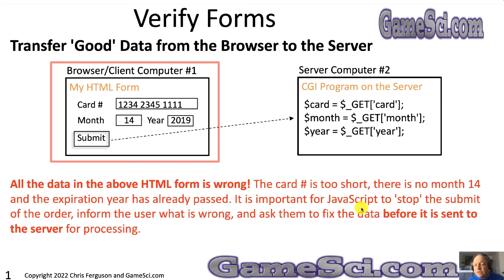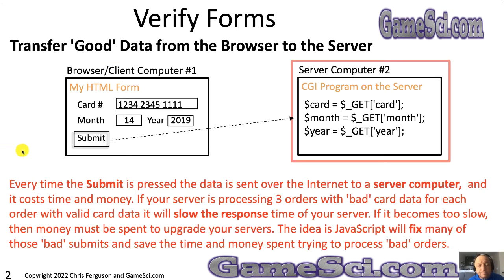It is important for JavaScript to stop the submit of the order, inform the user what is wrong, and ask them to fix this data before it's sent to the server for processing. That's the job of JavaScript. Every time the submit is pressed, the data is sent over the internet to the server computer, and it costs time and money to deal with that submit.